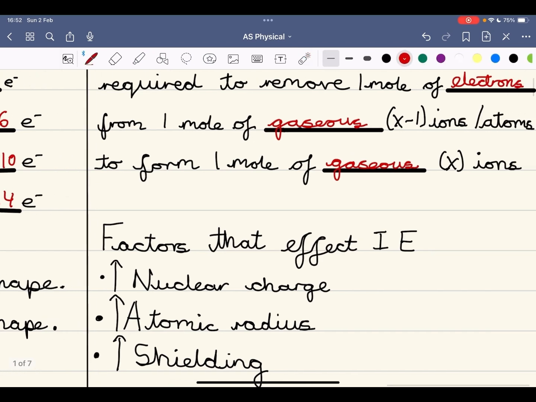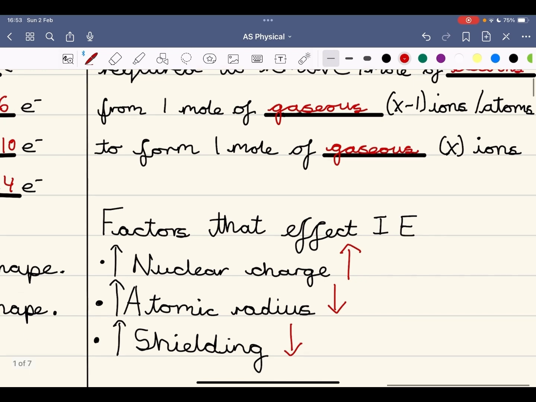Now the factors that affect ionization energy. So when the nuclear charge increases, the ionization energy increases as well. However, when the atomic radius increases, the ionization energy decreases, and when shielding increases, the ionization energy decreases as well.